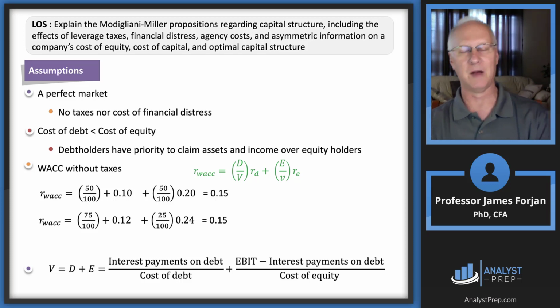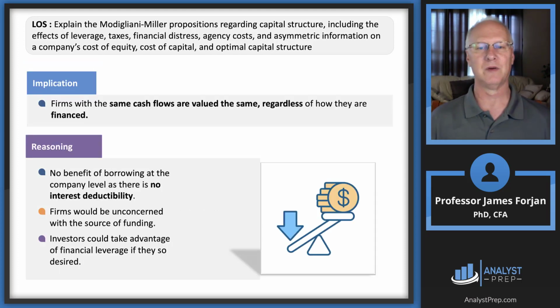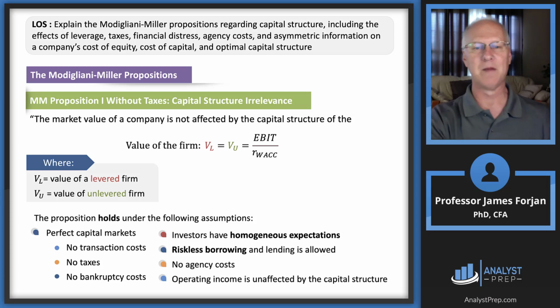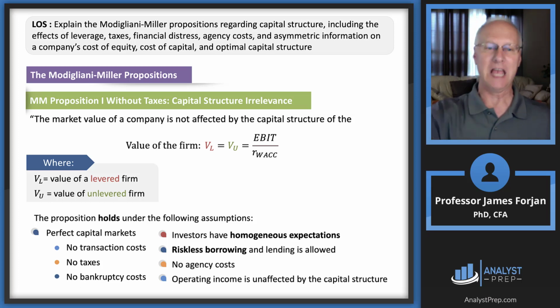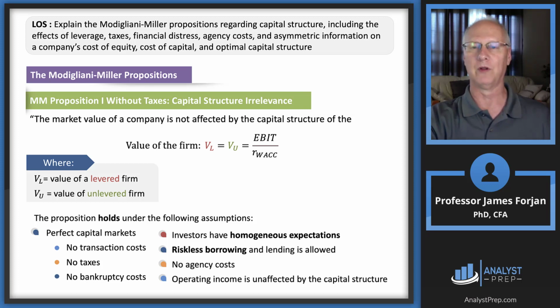Therefore, the denominator in that equation here, let me go back just to remind you of this one, the denominator in this equation does not change. And in the M&M world, this is a no growth firm, so the EBIT in the numerator doesn't change. And if the denominator doesn't change, well, then the value of the firm remains unaffected. This is the capital structure irrelevance proposition.